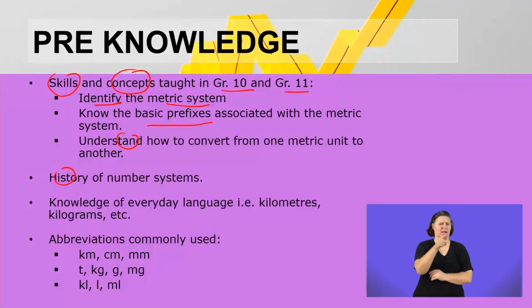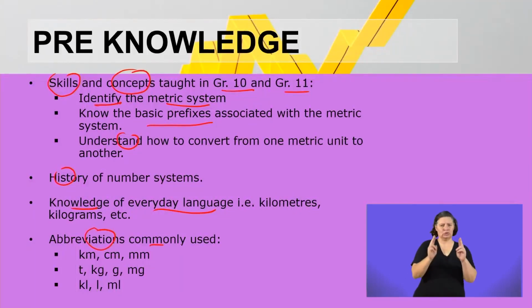Also, you must have an idea of the history of number systems. As you know by now, we have the metric system, and in further lessons we look at the imperial system. And then also you must have knowledge of everyday language. For example, if you go to school, you don't say that I'm going to walk 5 million millimeters, but you'll rather say I'm going to travel 5 kilometers.